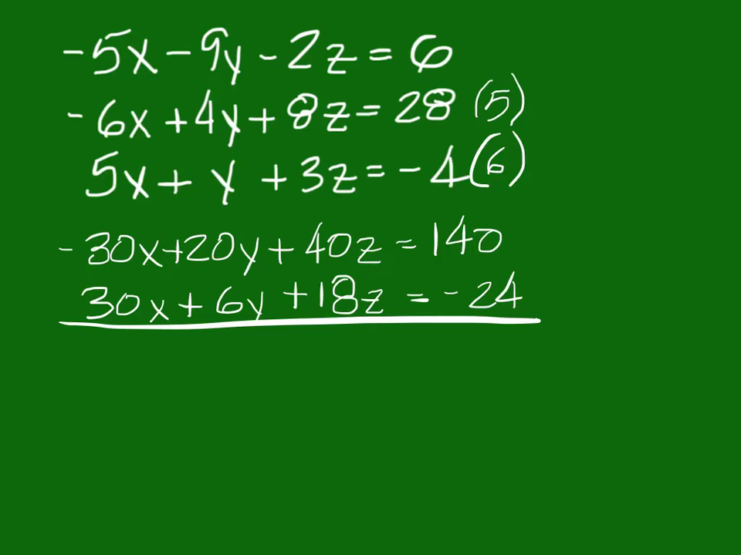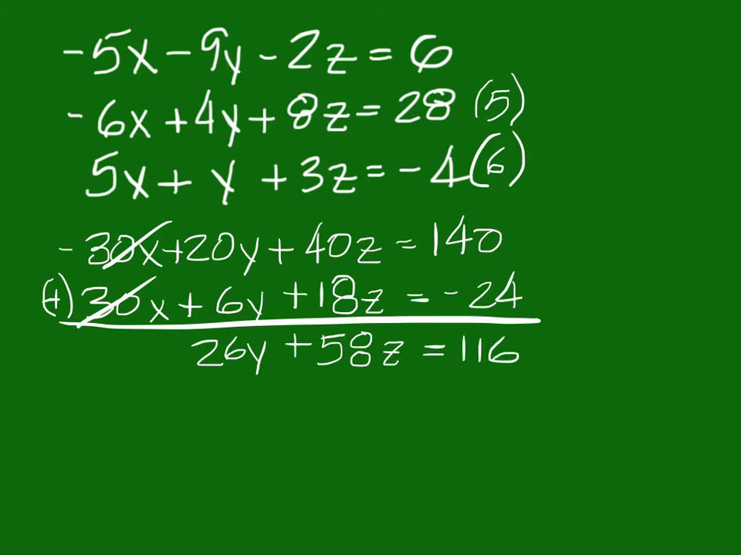Yes, you have to add them together because the signs are opposite on the 30s. So when you add, those cancel out and you're left with 26y plus 58z equals 116.